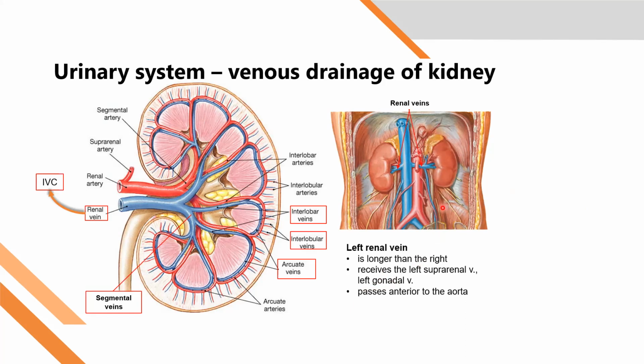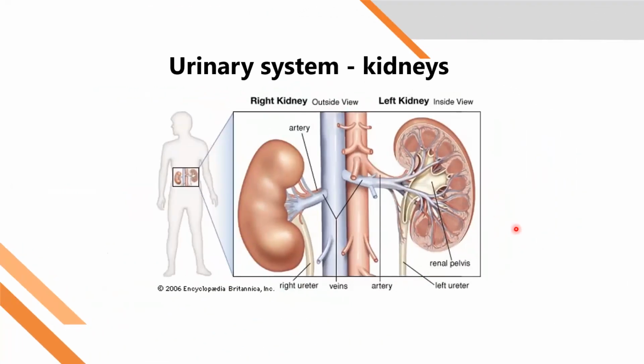Also, the left receives the blood return from the left gonadal vein. While the right renal vein is shorter and doesn't receive any blood returns from the suprarenal and the gonadal vein. Another picture showing the longer left renal vein.